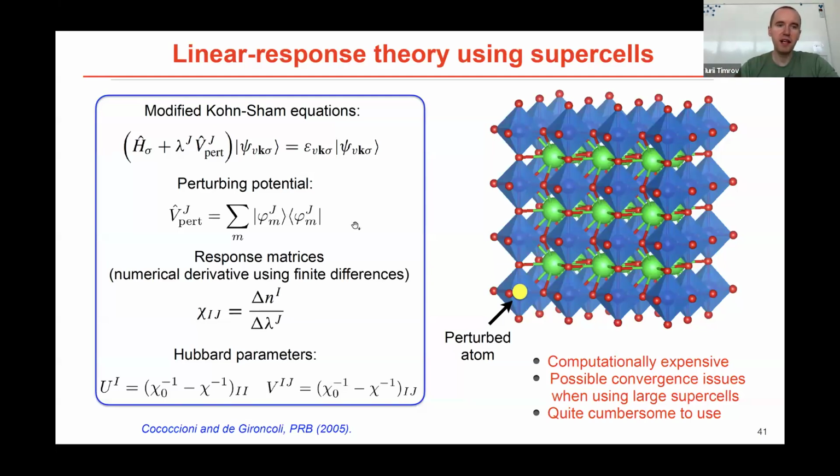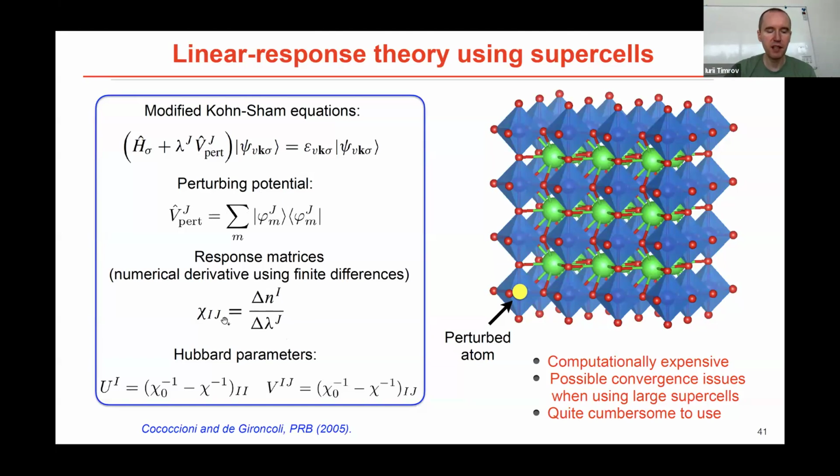So physically speaking, we just shift by lambda the 3D states of iron and see how the system responds to this perturbation. Based on this, we can determine Hubbard U by measuring the change in occupations, delta n, divided by delta lambda.